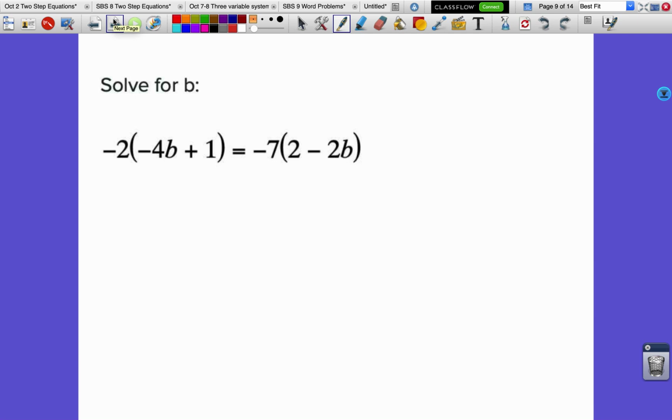All right, I have one multi-step equation for us to solve here. Go ahead, copy it down. All right, we've got to go through all of our steps here. The very first thing we look for are parentheses that we can get rid of. I've got parentheses on both sides, and I get rid of them either by turning the inside into a single term and dropping it, but if I don't have like terms, I have to distribute. So show distribution with those rainbow arrows. Now we get 8b minus 2 equals negative 14 plus 14b.